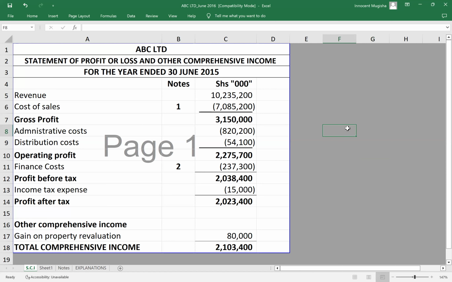So as you can see, we have managed to prepare our statement of profit or loss, incorporating the additional information, incorporating adjustments, and of course, in compliance with IAS 1. We ensure that we follow in all aspects the format laid down under IAS 1.